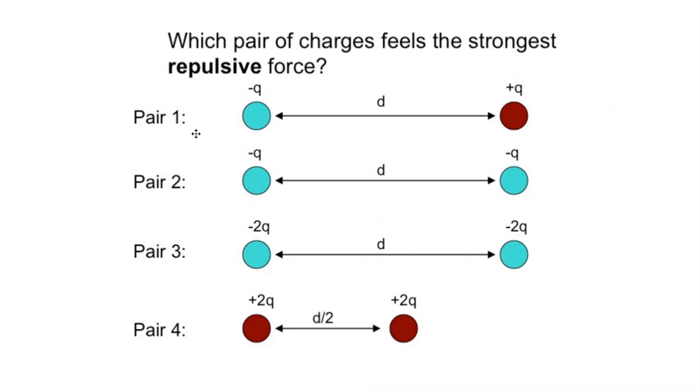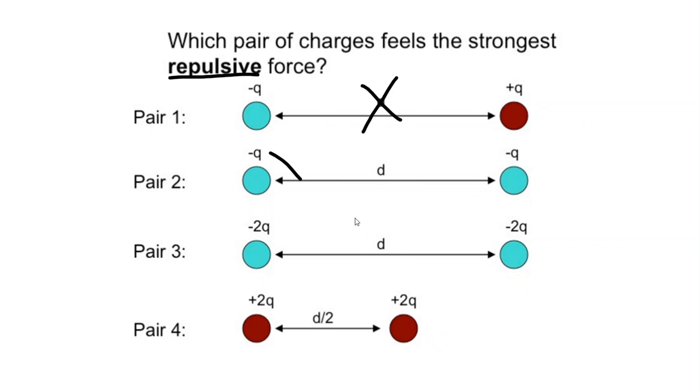Okay, so here's just a little example. Could we rank these from which has the strongest repulsive force? Well, let's see. These charges are opposite charges, so this is actually going to be attractive, isn't it? So we don't even want to consider these. These are the same charges, these are the same charges, and these are the same charges.